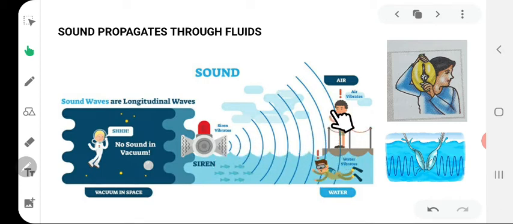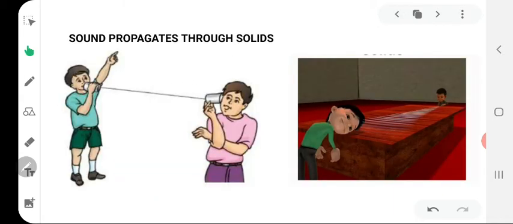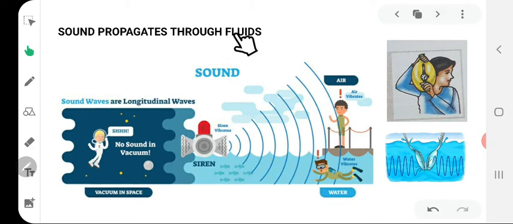It can be heard by the person through this medium, air. So the sound can travel from the siren up to this observer through the medium, air. And similarly, the sound of this siren can also travel through water and can be heard by this observer who is inside water. But obviously, the sound requires a medium, and if there is vacuum, no sound is going to be heard by the observers. So sound can travel through solids as well as through fluids.